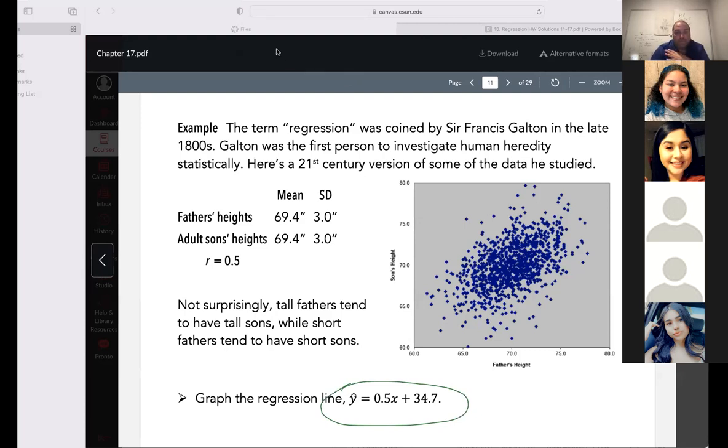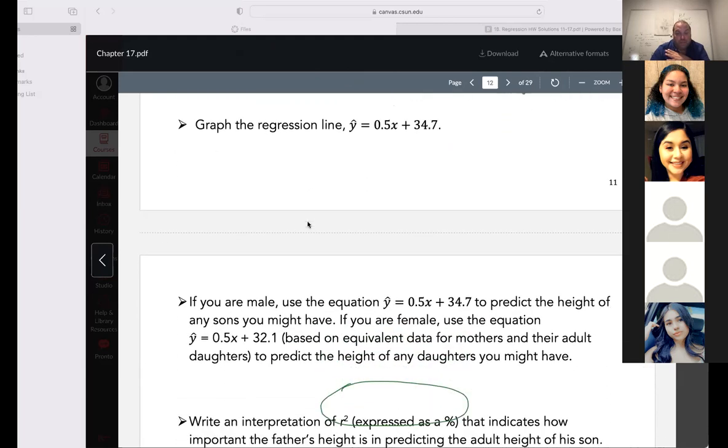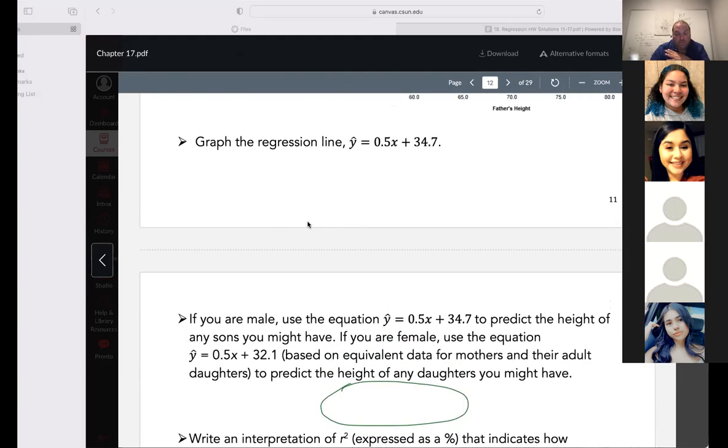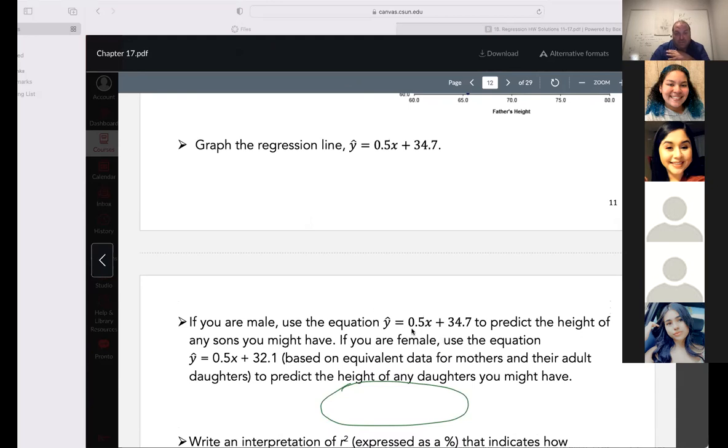If you are a male, use that equation to predict the height of any sons that you might have. And if you are female, use this equation to predict the height of any daughters that you might have. So I'm going to do it for myself, see how tall my kids are going to be, if I'm ever unlucky enough to have one. So 0.5 times, let's see, 12. Okay, so basically, if I ever had any children, boys, they would be very, very close to my height.